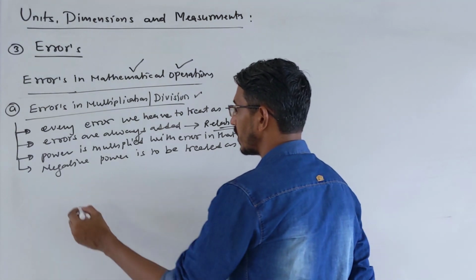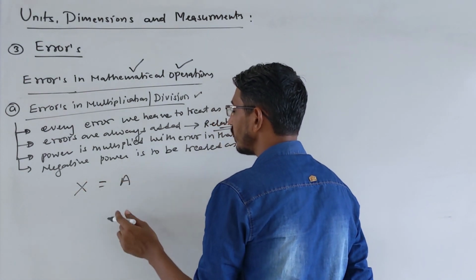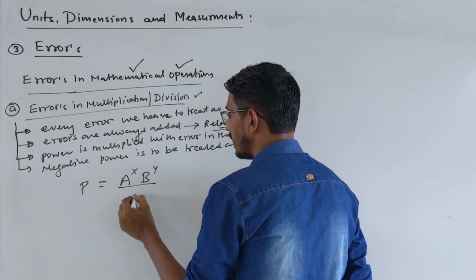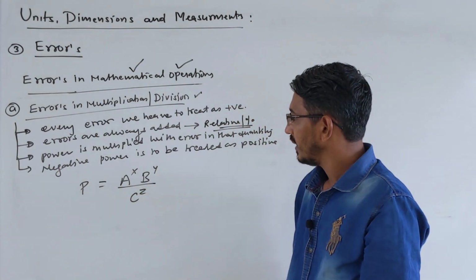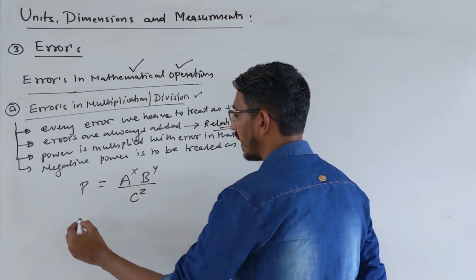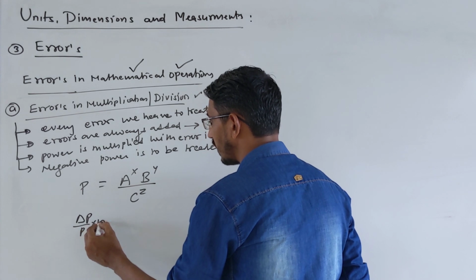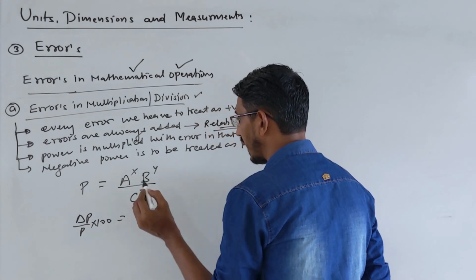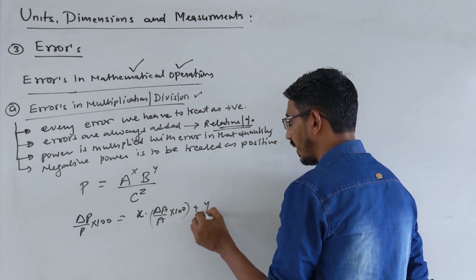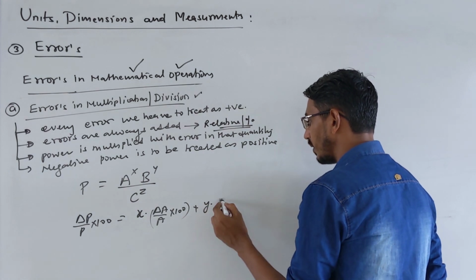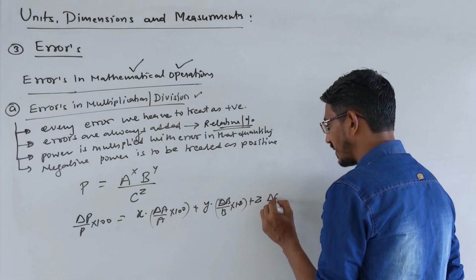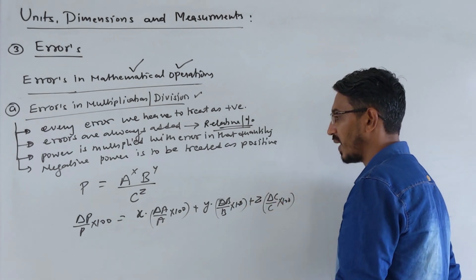So when writing the general formula, suppose some formula is given, P is equal to a power x, b power y, c power z, correct? Then if you have to write it in that format, errors in a, b, c will be given, and they will ask you what is the error in P. So what is the simplest way? You write like this: del P by P into 100 will be equal to the power multiplied with the error in that quantity. So x times del A by A into 100, plus y times del B by B into 100, plus z times del C by C into 100. This way we have to write, okay?